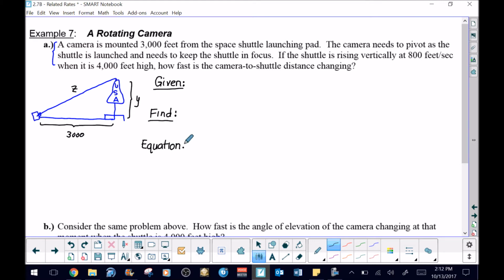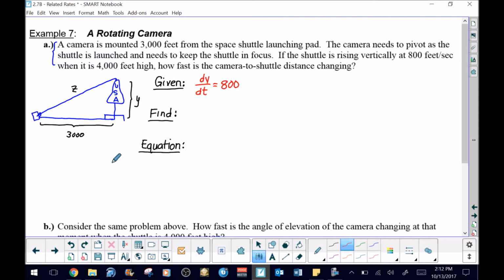Now the given is typically going to be some rate that the problem mentions. So we've got the 3,000 already introduced into the problem. If we keep reading, we see this sentence here. If the shuttle is rising vertically at a rate of 800 feet per second. Well, that seems to indicate the change of this value y. So we can use derivative notation specifically, and say dy/dt, and that would be 800. And it would be positive because we don't want the shuttle burrowing into the ground. That would be bad. It's going to be rising from the surface of the Earth, thus a positive distance change.